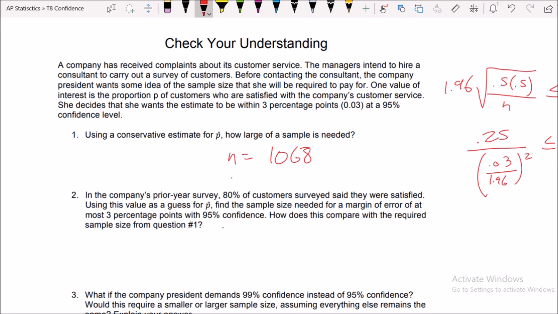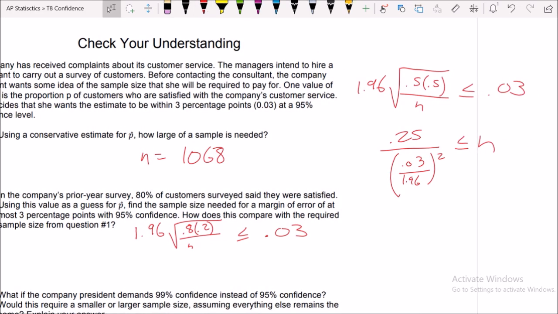It's still the same confidence level, so 1.96 for z star. The difference this time is that we're not going to use 0.5 and 0.5, we're going to use 0.8 and 0.2. And we still want the margin of error to be less than or equal to 0.03. So how is that going to change our final outcome? We're still going to go through all the same steps as we would have before to solve this.